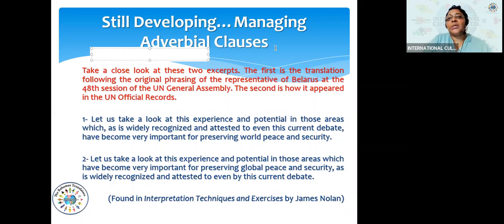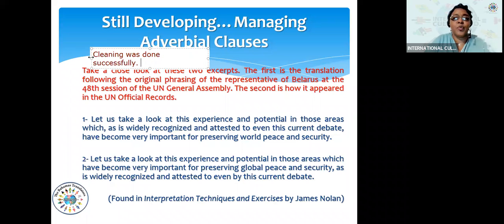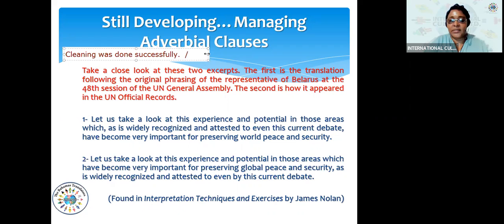So now we are looking at the use of adverbial clauses. Sometimes we have to change the order of sentences or ideas to make it sound clear in the other language. For example, in English, I can say cleaning was done successfully, right? I'm giving my boss a report of what was done at the office at the end of the workday.